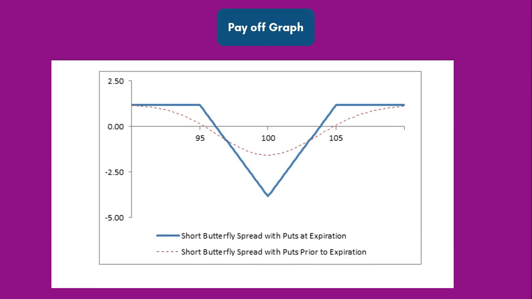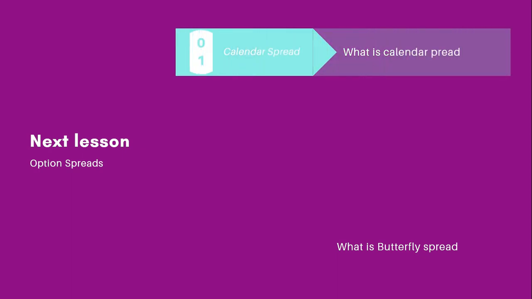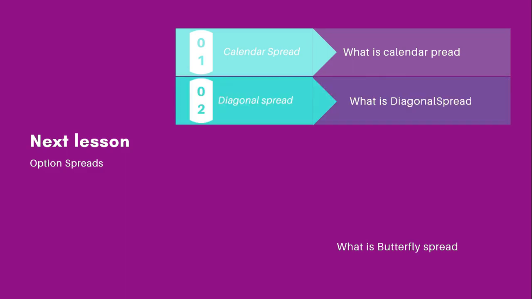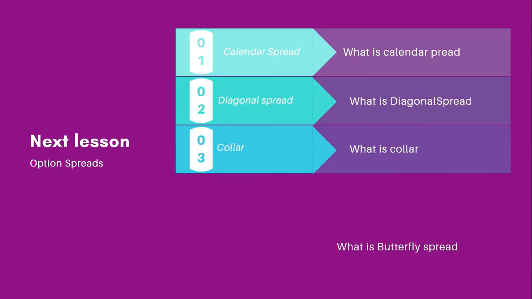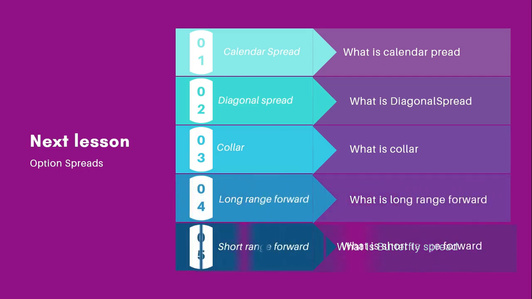So this was about butterfly spread. In the coming lessons, we are going to talk about few more advanced option spreads. First, we'll talk about calendar spread, then we'll talk about diagonal spread, then we'll speak about what is collar, then long range forward, then short range forward. We'll see all of this in the next lesson.